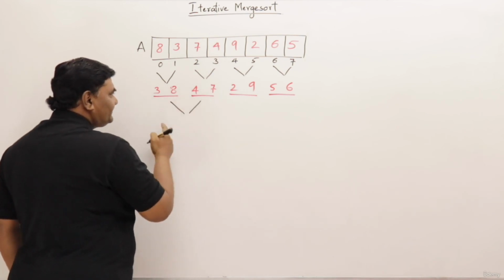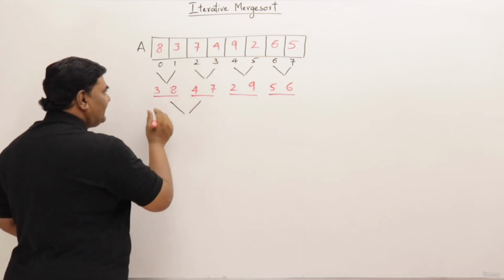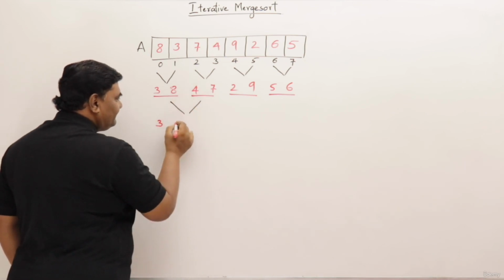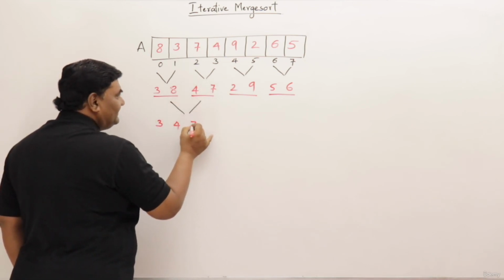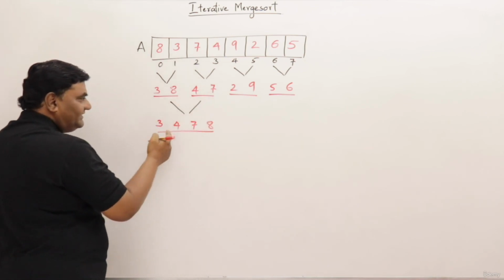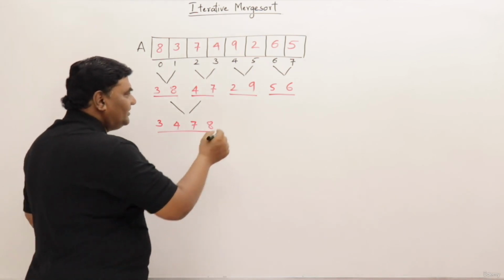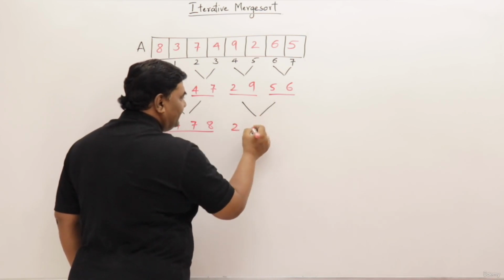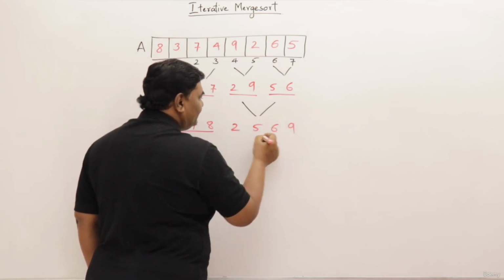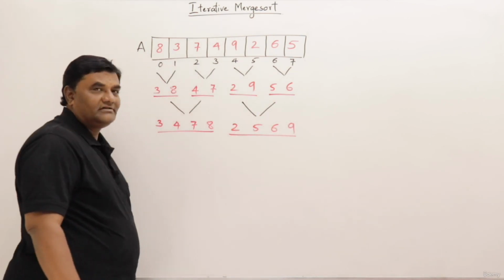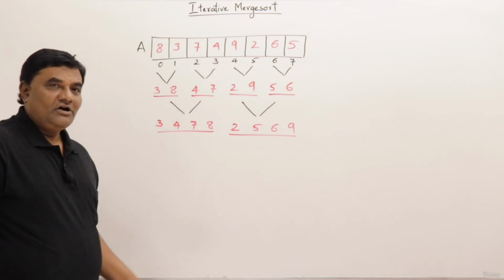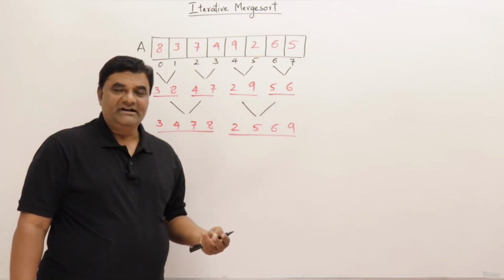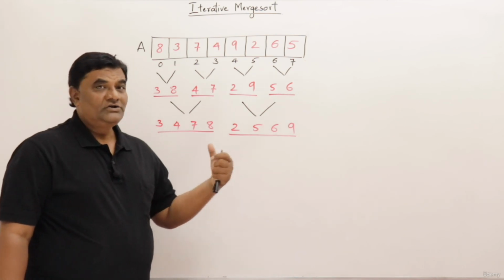Merge these 2 lists of 2 elements each. The result will be smallest number is 3, then 4, then 7 and 8. We got one list of 4 elements. Then merge these 2 lists. 2 is the smallest, then 5, then 6, then 9. So we got another list. Now 4 lists we have merged by taking pair at a time. So we got 2 lists.